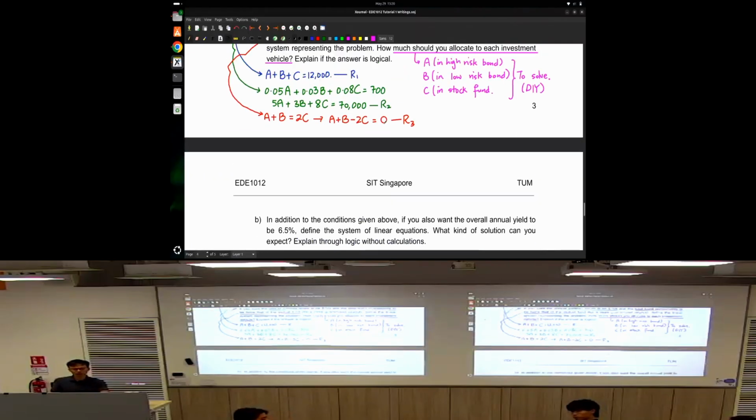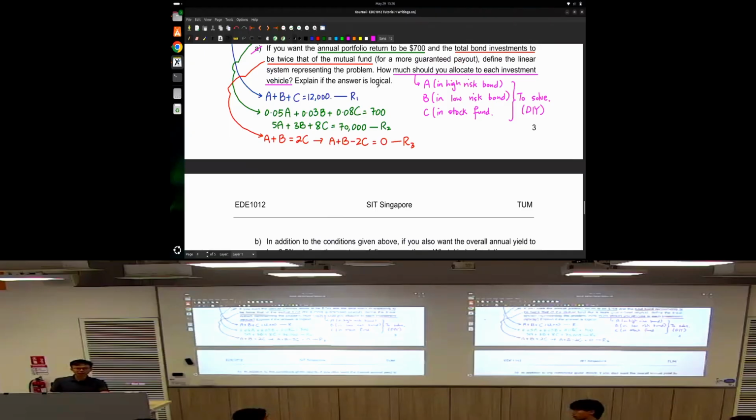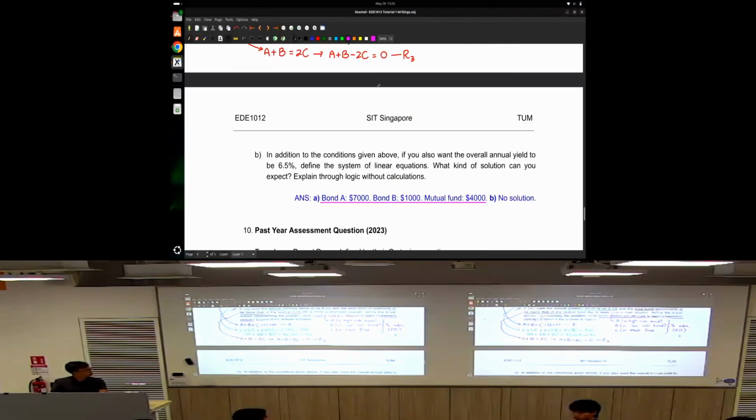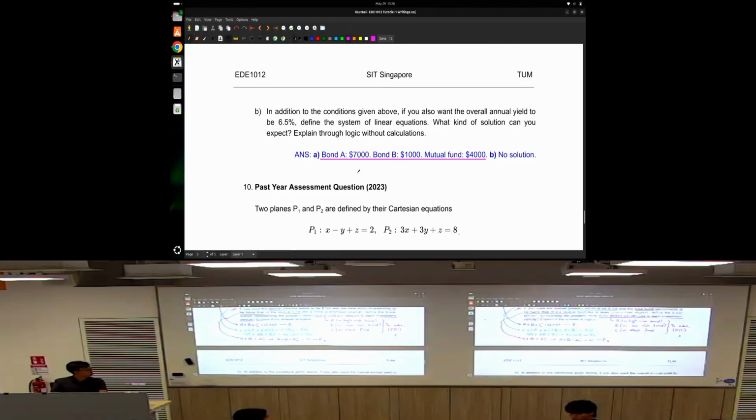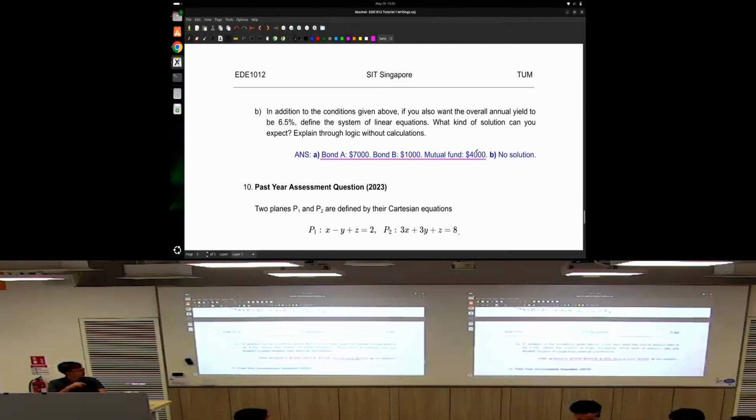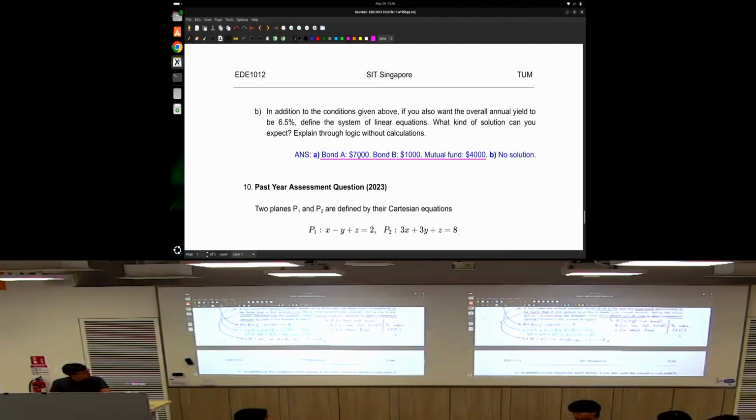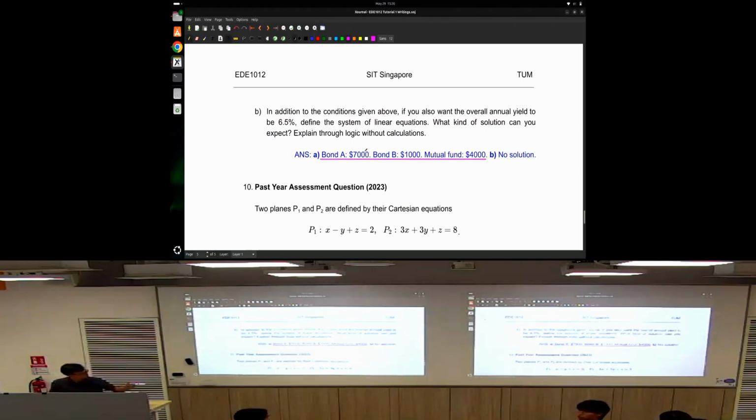But I'm asking you, the asset allocation amounts, is it logical or not? Because you must have some feel. Right now, wow, bond A so much, bond B only 1K, then mutual fund 4K. So are the proportions logical or not? Why is it not that bond A is actually 1K, then maybe bond B 10K, that kind of thing? So I'm asking you about, are the relative proportions logical or not?